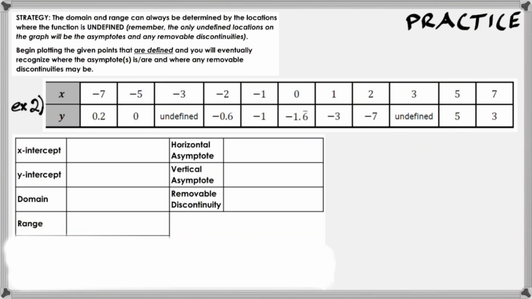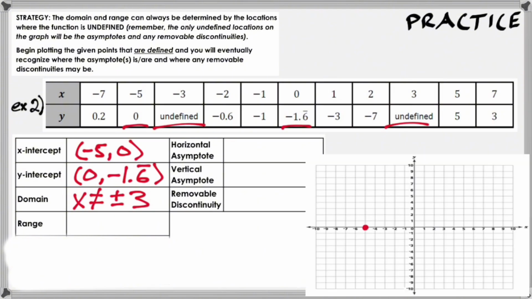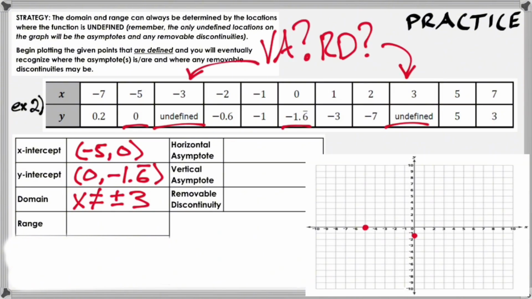And here is a rundown of the solution. So your domain cannot be positive or negative 3. You have your intercepts. Which one of those numbers is the vertical asymptote? Which one is the removable discontinuity? Or are they one and the same? Well, after plotting your x and y intercepts, you can see your situation right here. And then if you plotted more of the coordinate points in the graph, you will notice the vertical asymptote is going to be at x equals 3.